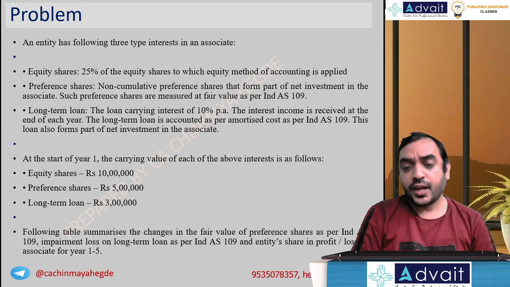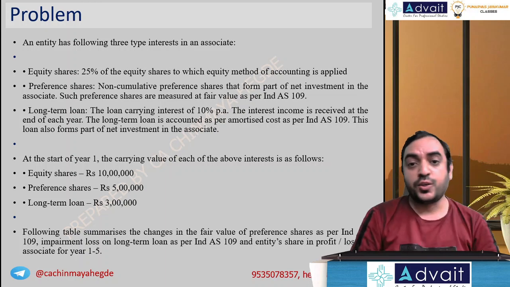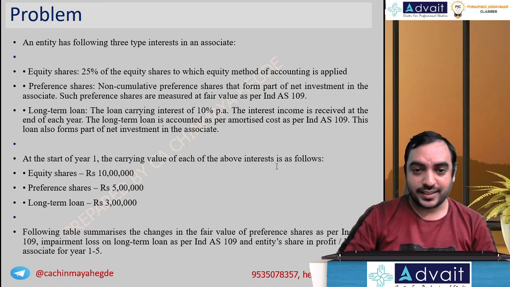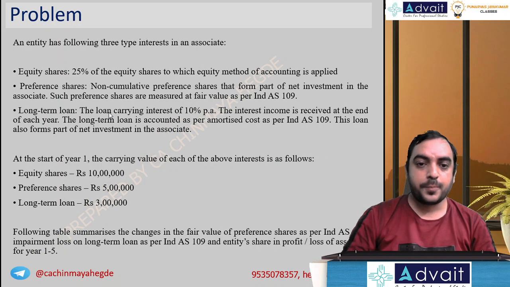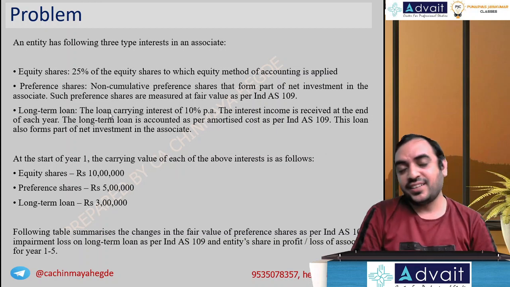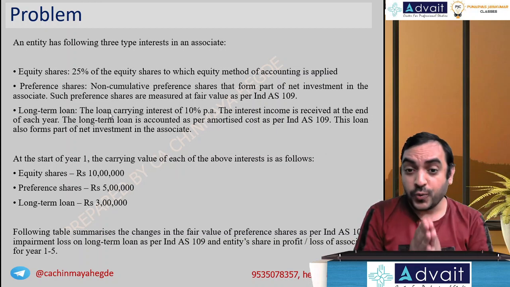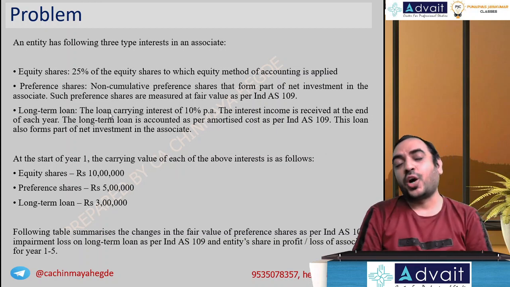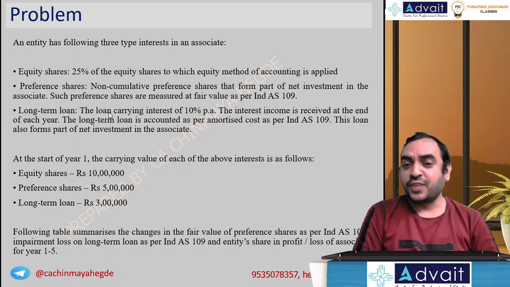Let's read. And once I read the problem, I'll also explain the concept. An entity has the following three types of interest in an associate. One type: equity shares, 25% of the equity shares, to which the equity method of accounting is applied. I hope you know what the equity method of accounting is. What is the equity method of accounting?